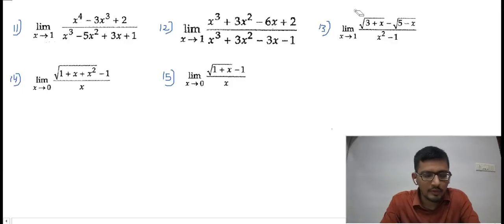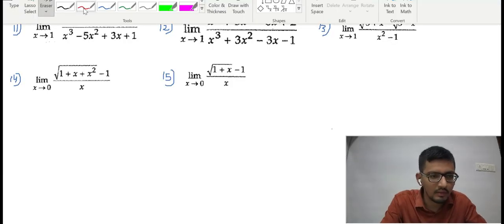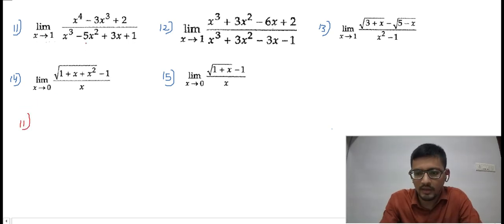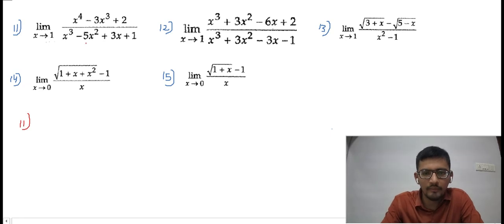Students, so moving forward now, as you can see, we'll move to the next example, number 11. As we know, in the previous video we studied how to evaluate limits, using different methods. I told you the direct substitution method, and second we studied the factorization method. Based on that, we will see these two examples, 11 and 12.